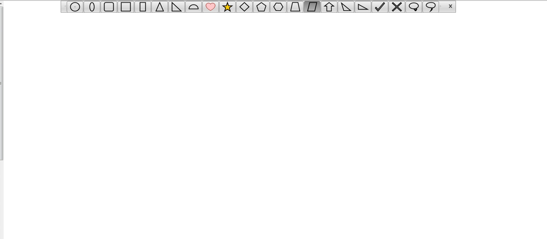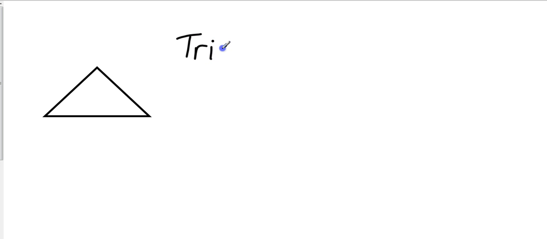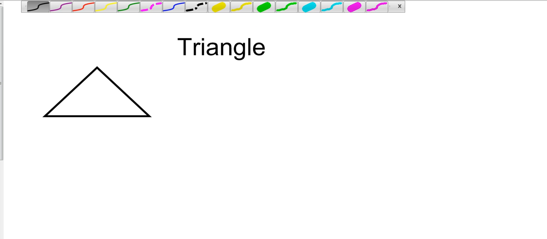The next shape we're going to take a look at are triangles. And so let me get a good triangle up here. Any old triangle will do. Let's go with that one. All right. In a triangle, the area is 1/2 of the base times the height.